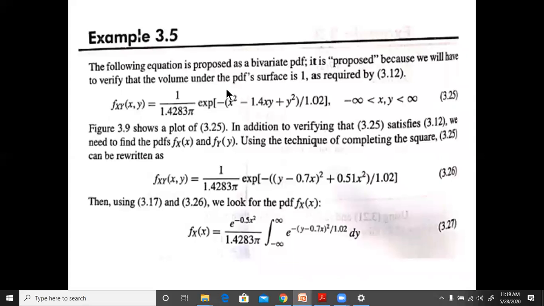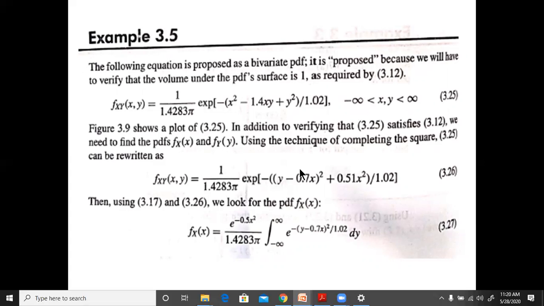Let us take the example of 3.5, where we consider f_XY to be equal to this quite a big equation over here. To solve this, we write it using the technique of completing squares. That means x squared minus 1.4xy plus y squared can be written equal to this quantity. Then you just integrate this with respect to y and you will get f_X(x). Integrate this with respect to x, and you will get f_Y(y).